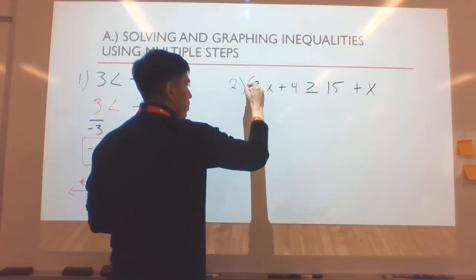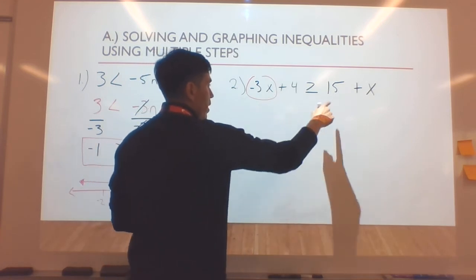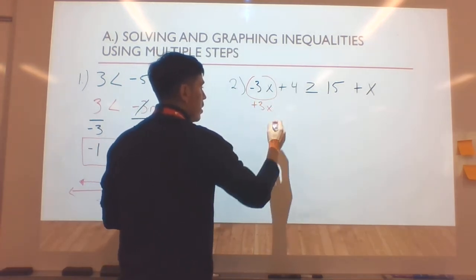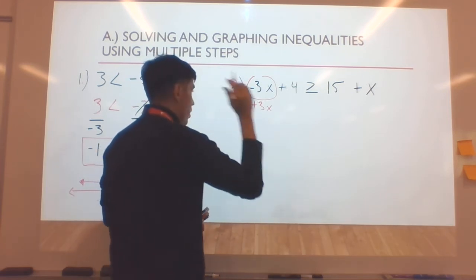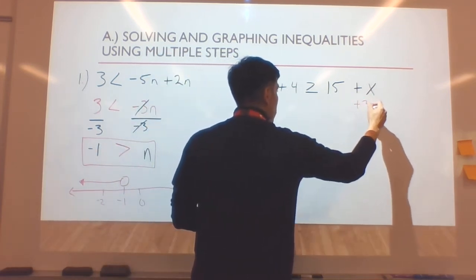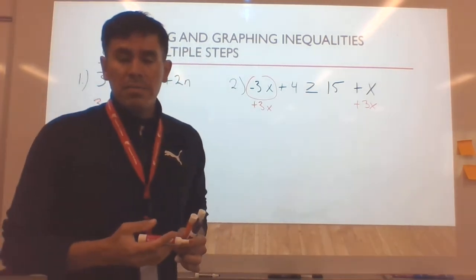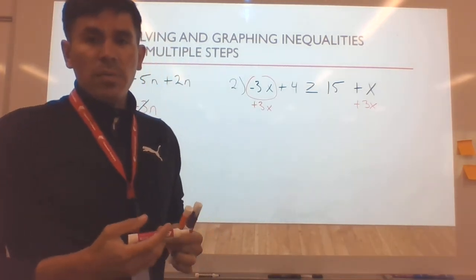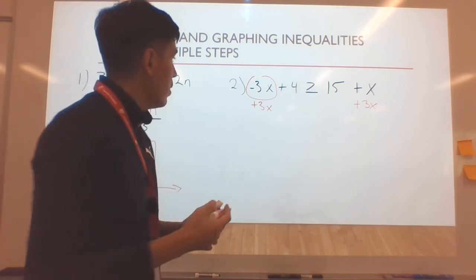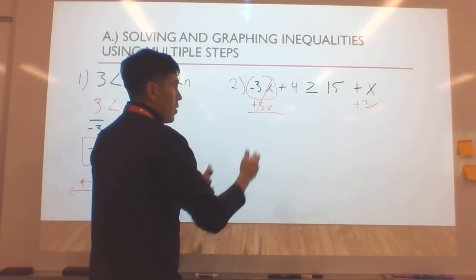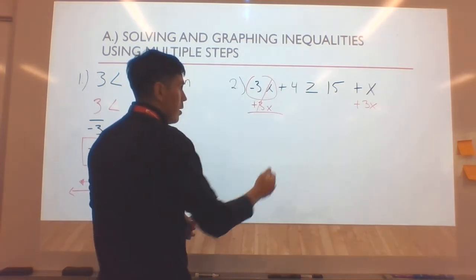because if I add to both sides, I'm going to do the inverse. If I add to one side, I must add to the other side. And if I do that, I end up with positive variables, and that's what I want in the end. I want a positive variable. So my 3x's here are positive, they cancel, and then I bring everything else down.